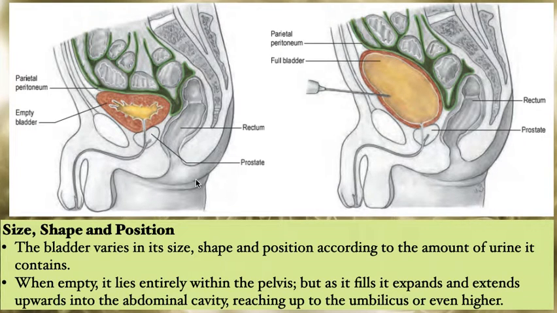Coming to the size, shape, and position, the bladder varies in size, shape, and position according to the amount of urine it contains. When it is emptied out, like over here, it is lying entirely within the pelvis, but when it fills up, it is expanding and extends upward into the abdominal cavity, reaching up to the level of umbilicus or even higher. You can see the difference between the empty and the full bladder.